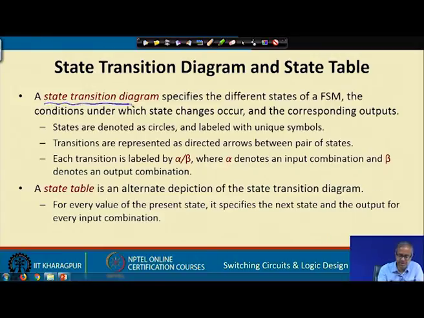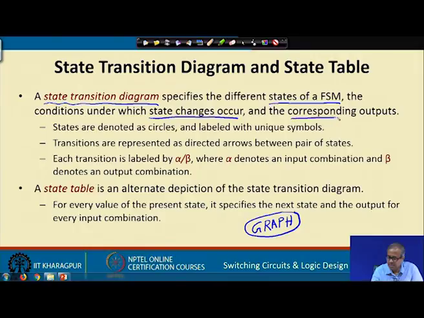A state transition diagram is actually a graph. A graph contains some vertices and edges. It is a graph which specifies the different states of the finite state machine, the different conditions or inputs under which the state changes will occur, and also the output values that will be generated. So, the state transition diagram captures the whole behavior of the FSM.